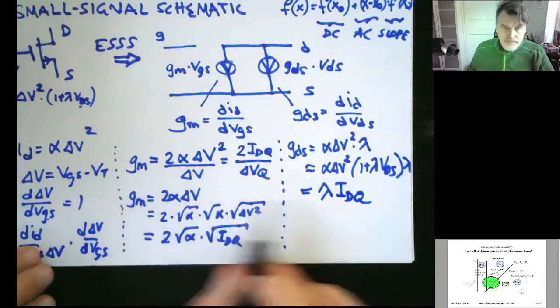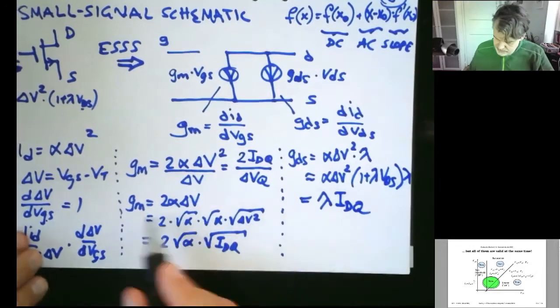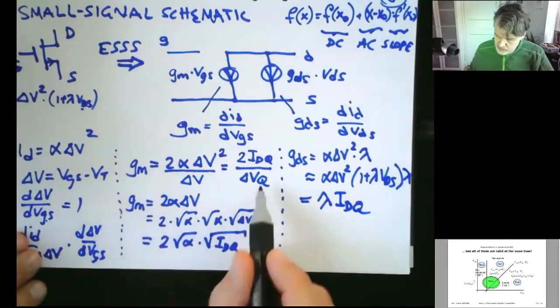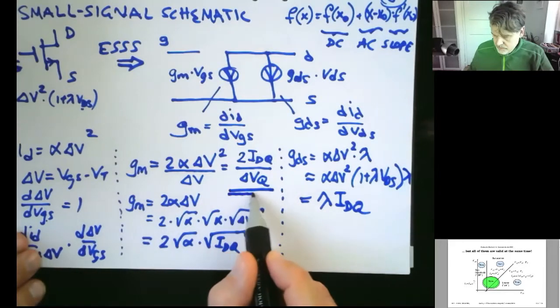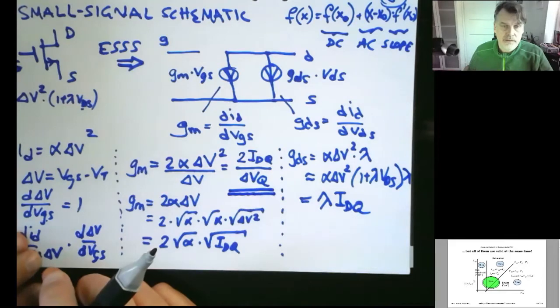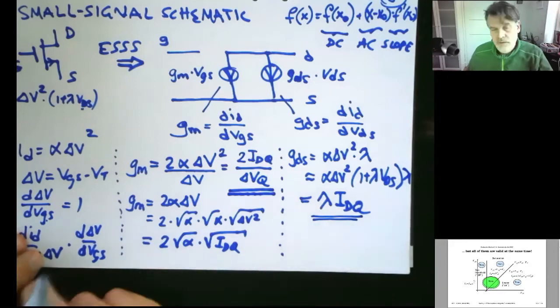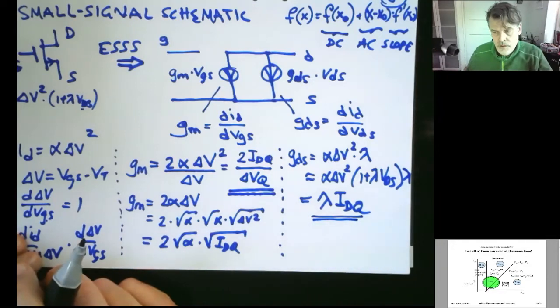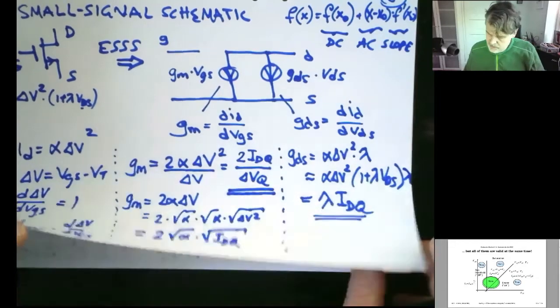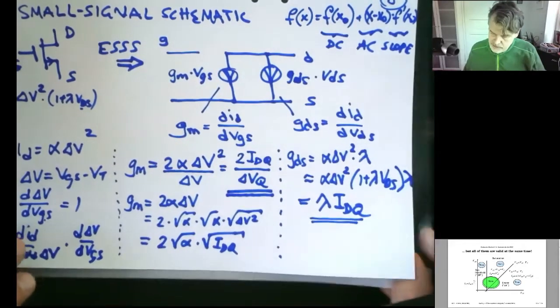So we have some various ways of writing this. We have a GM, which is this one, which we're going to use quite frequently in this course, 2 IDQ divided by delta VQ. And this guy, GDS, is equal to lambda IDQ. So let's see how we can use that and compile this page.